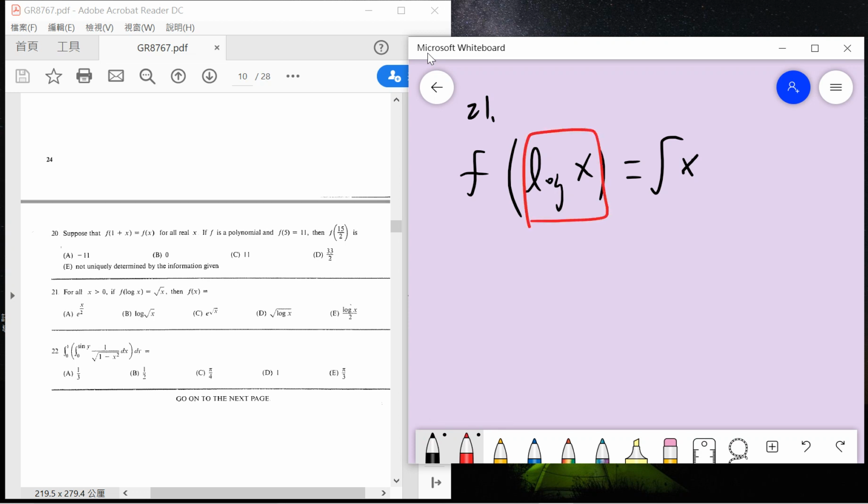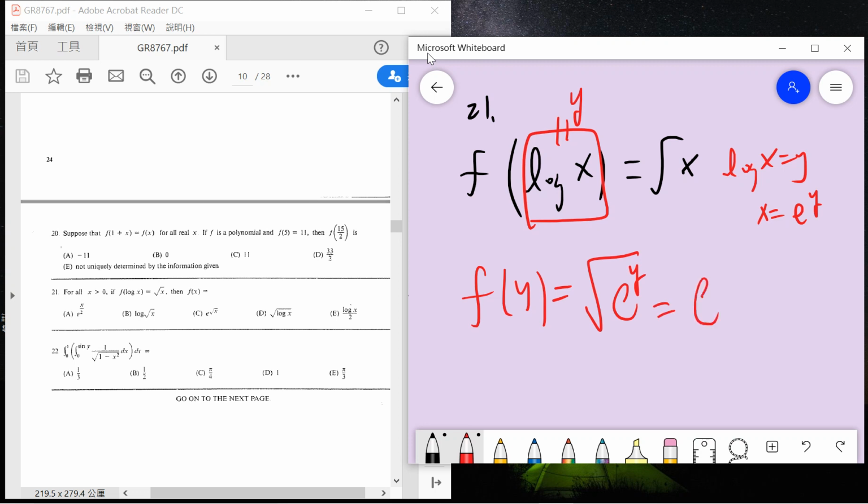Okay, so we just let it be y. So f of y, because log x equals y, so x is just e to the power y. So the square root of e to the power y is just e to the y over 2. And I change the dummy variable y back to x. Okay, so the answer is just e to the power x over 2.